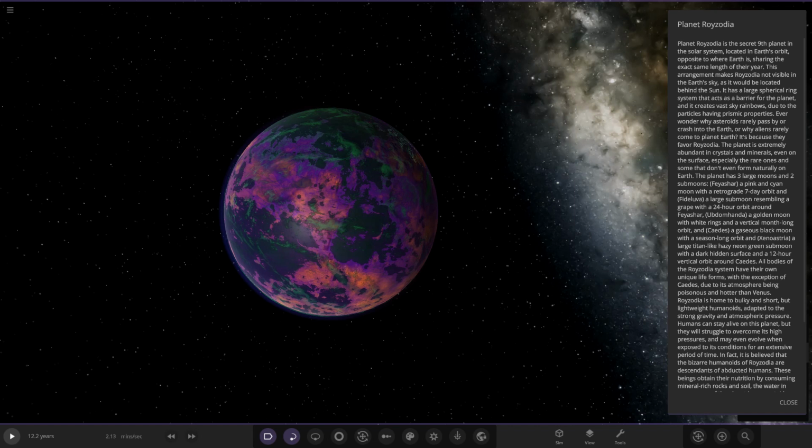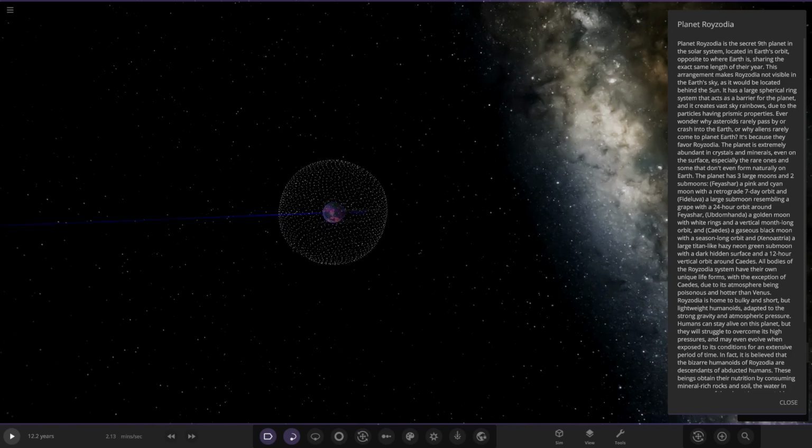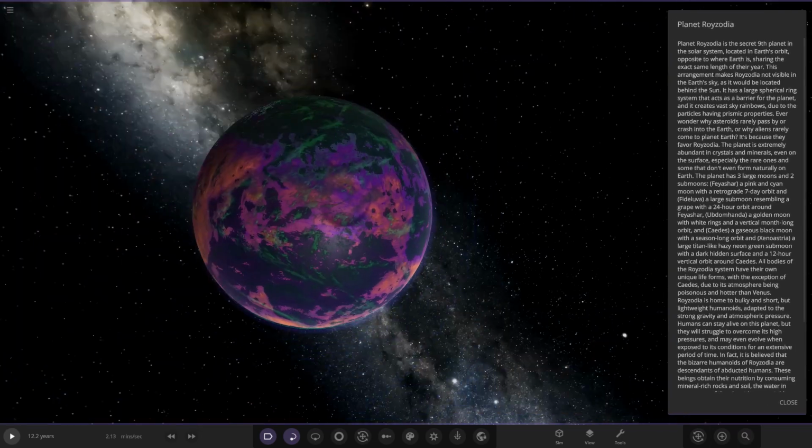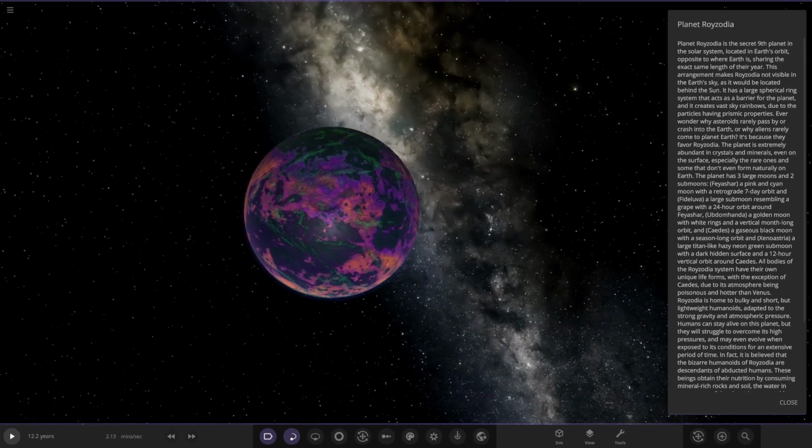A pink and cyan moon, a retrograde 7-day orbit, and yeah, I'm not going to say their names, I cannot pronounce those. A large submoon resembling a grape with a 24-hour orbit. Okay, are they in here? And I think it's just the planet itself. That's just the planet itself, okay. Resembling a golden moon with white rings as well. That'd be pretty cool to see. And a black moon with season-long orbit. A Titan-like hazy neon green submoon with a dark hidden surface and 12-hour vertical orbit.